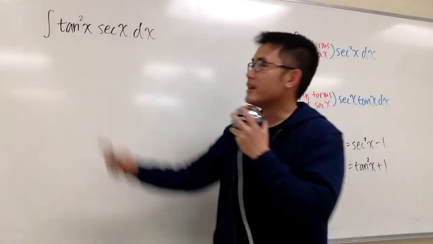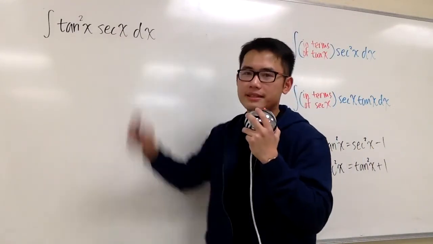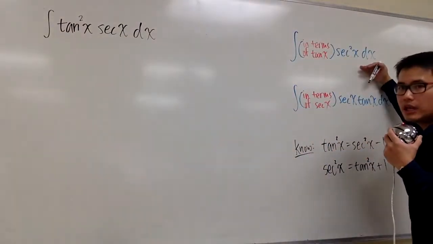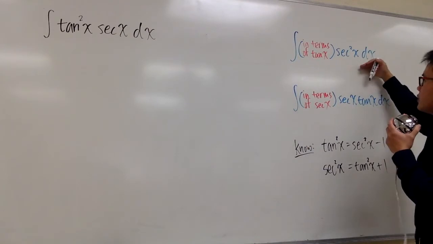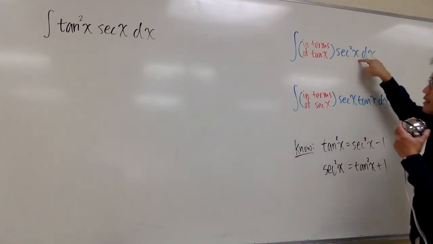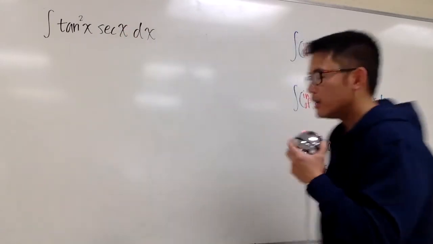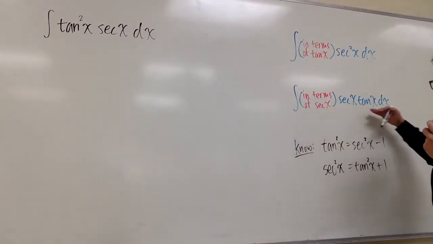Let's see how we can integrate tangent square x times secant x. This one, unfortunately, does not satisfy the first strategy, because in terms of the first strategy, I would like to have secant square x on the side, but we only have secant to the first power x, right? So can we use the second strategy?